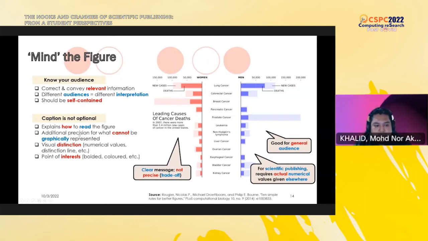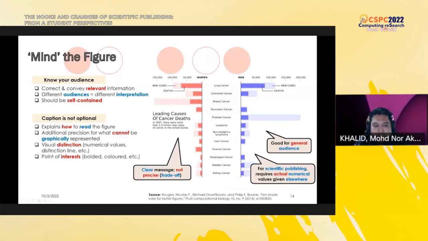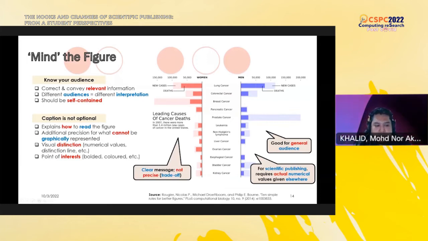And additional precision, you know, caption can provide additional precision that cannot be graphically represented. Something like a relationship between this cancer, or maybe a certain pattern, something that cannot be graphically represented. I don't have any good example to describe it, but yeah.